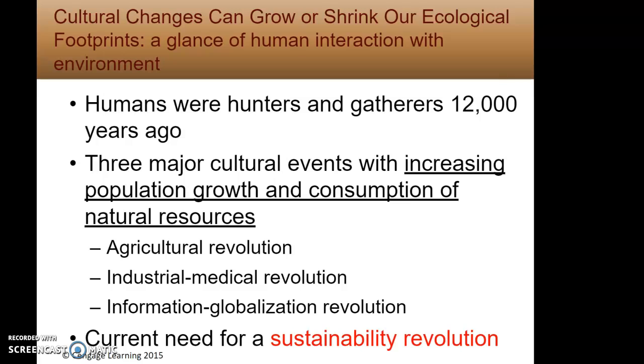This is the last slide, okay, for this section. So looking at cultural changes that can grow or shrink our ecological footprint. Humans have gone through several changes. Long time ago, we were hunters, and we didn't know tomorrow what we were going to eat. So we have gone through 3 cultural events, which caused population to grow and also increased our consumption. Those 3 revolutions are agriculture, industrial and medical, and right now is the information globalization revolution. So what we actually need is a sustainable revolution. The end for now.